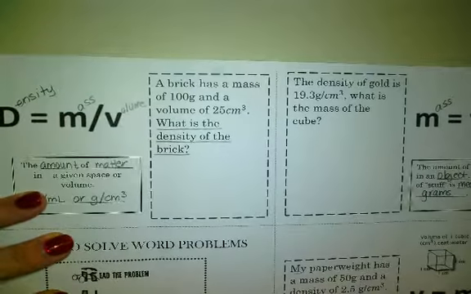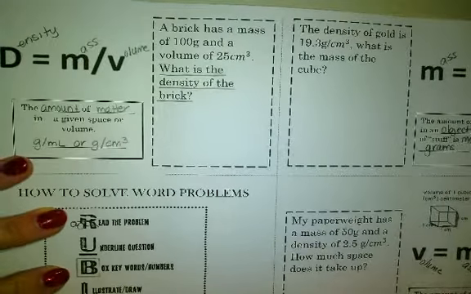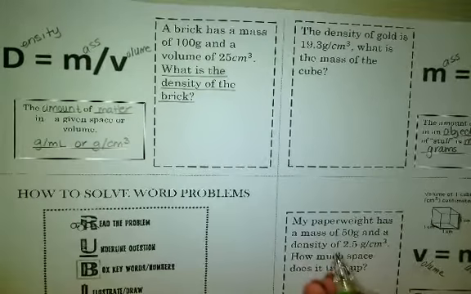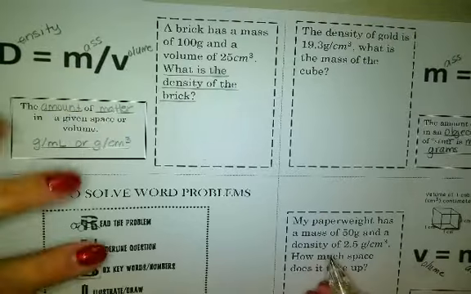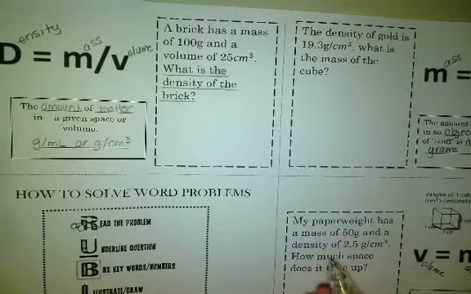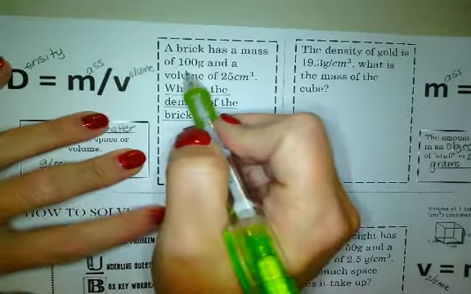What is the density of brick? Okay, well, next is B, which is boxing keywords. Well, we have a couple keywords. We know that for our formula, we need to have mass or volume, so we've got to find where that is. So a brick has a mass of 100 grams.